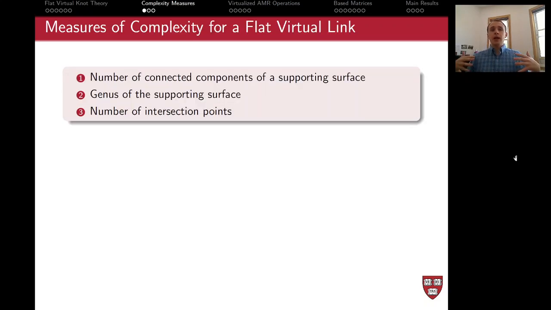So to get started, just to really emphasize some of the properties you might look at in a flat virtual link, I never promised that the supporting surface for the flat virtual link would be connected. And if you add empty handles, you could always connect two different connected components to get a representative on a connected surface. But that's somehow not as interesting, because using destabilizations, you can also cut out empty spheres or empty surfaces of higher genus.